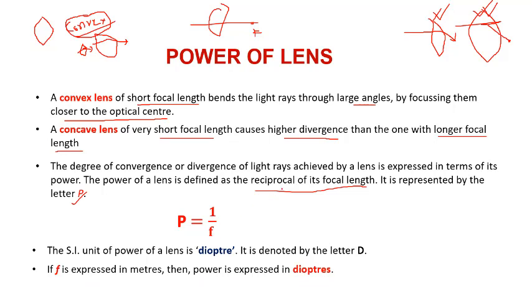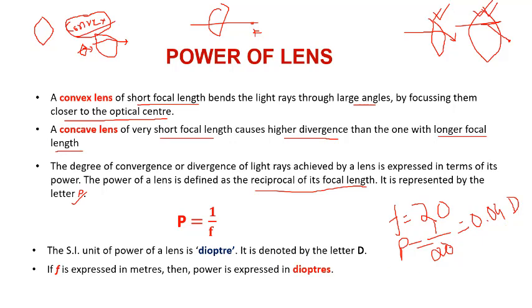So suppose they say you need a focal length of 20 centimeter. What will be the power? If it were 20 meter, power will be 1 by 20, that is 0.05 diopter.